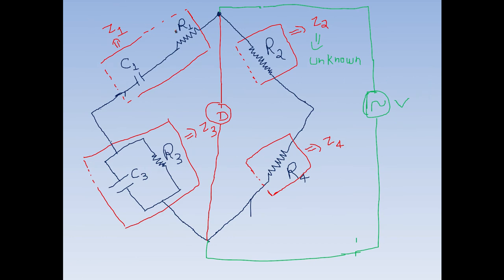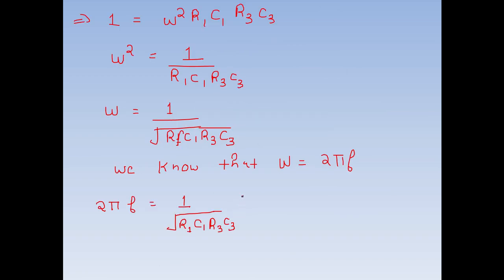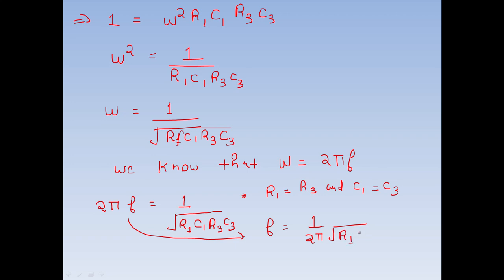Now if you look at this circuit diagram, if R1 is equal to R3 and C1 is equal to C3, putting the value here, f is equal to 1 upon 2 pi under root R1 C1, and R3 we are putting R1 and C3 we are putting C1.